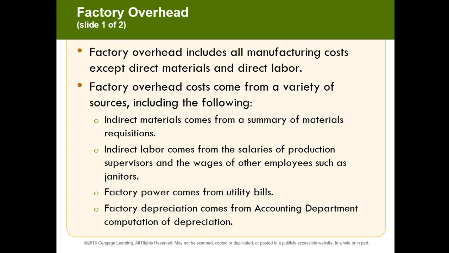Now remember, direct materials and direct labor, we have a paper trail. I have materials requisitions that tell me exactly how much material went to which jobs, and I have time tickets that tell me exactly how many hours were spent on which jobs. So it's very precise, very detailed, and I can trace every bit of my direct materials and direct labor. Now factory overhead is everything else.